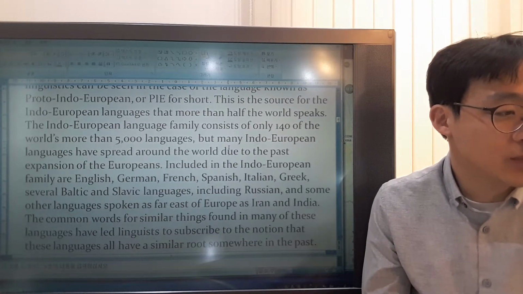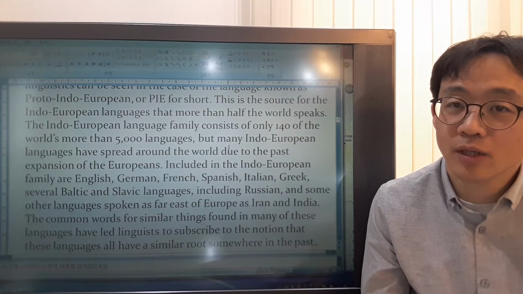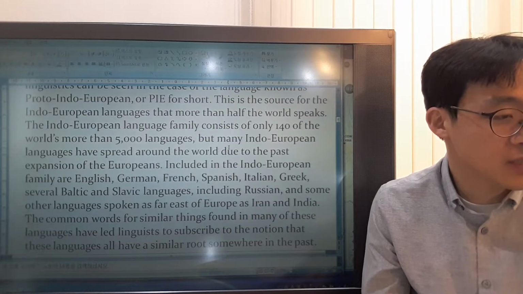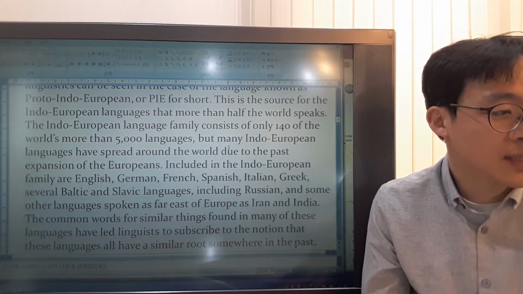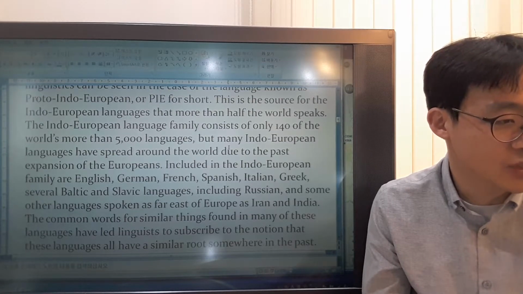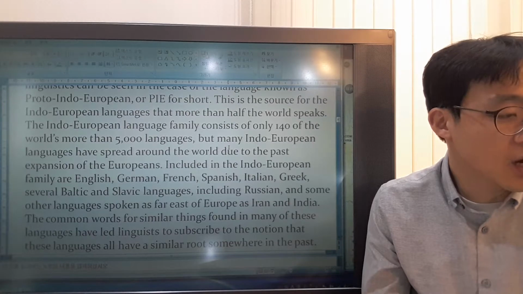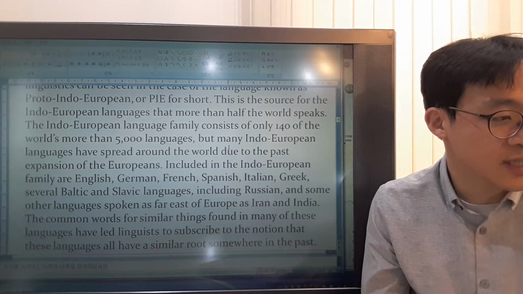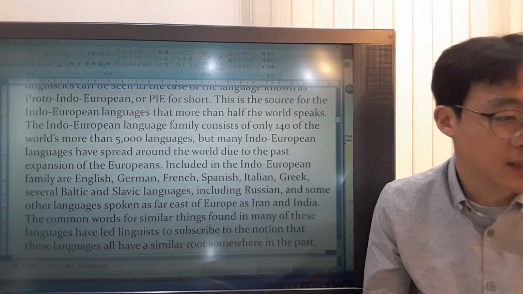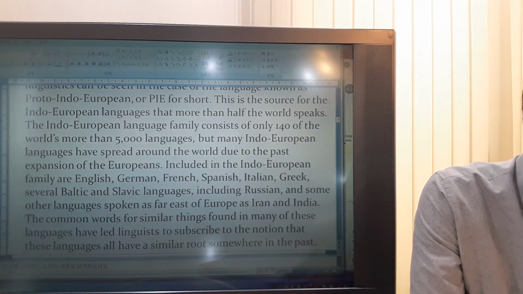the Indo-European languages have spread around the world due to the expansion of Europeans. So in this Indo-European family are English, German, French, Spanish, Italian, Greek, and Baltic Slavic languages. And when you go far east, there are Iran and India. And the common words for similar things in these languages made the linguists have the idea that these languages all have a similar beginning somewhere in the past, okay?